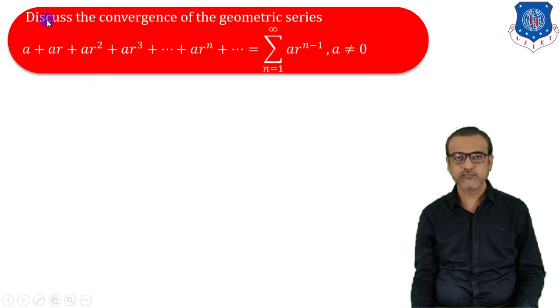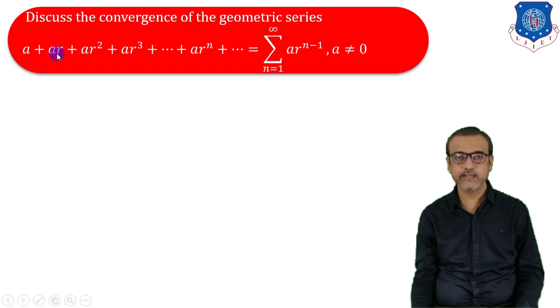Now discuss the convergence of the geometric series a + ar + ar² + ar³ + ... + arⁿ + ..., that is equal to the sum from n = 1 to infinity of arⁿ⁻¹, where a is not equal to 0. If you find that the ratio of consecutive terms is constant, then the given series is called a geometric series. If you divide ar by a, you will get r.